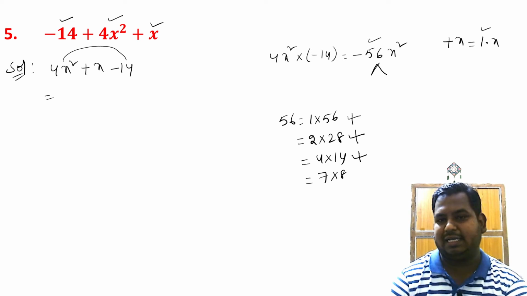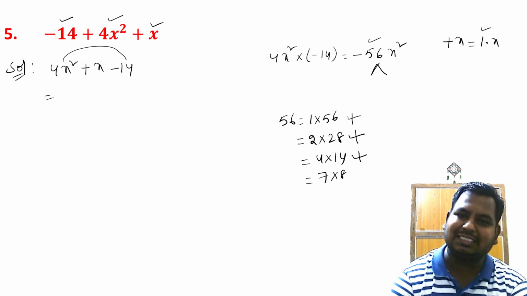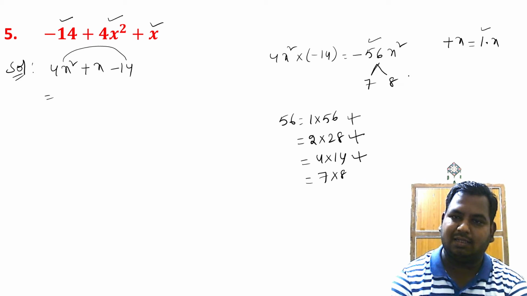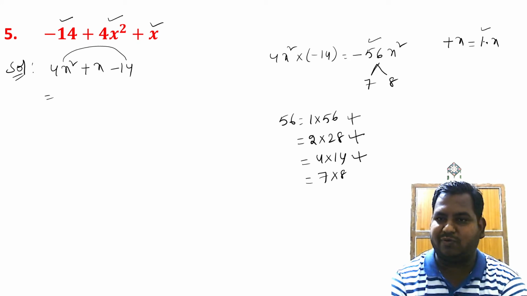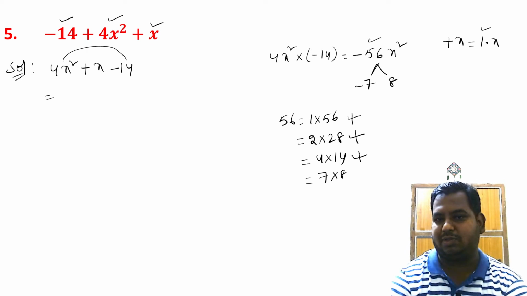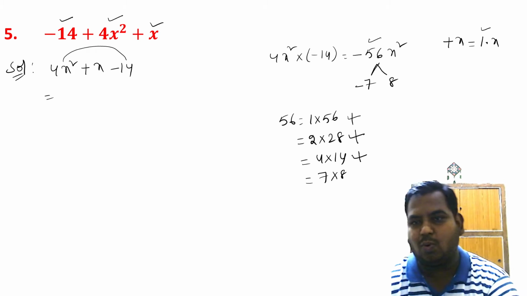Next, 7 and 8. 7 plus 8 is 15. 7 minus 8 is minus 1. So we are getting at least 1. So it is acceptable. Okay. So I can take 7 and 8. I have to get 1. So I should take minus 7 plus 8 because minus 7 plus 8 is 1.